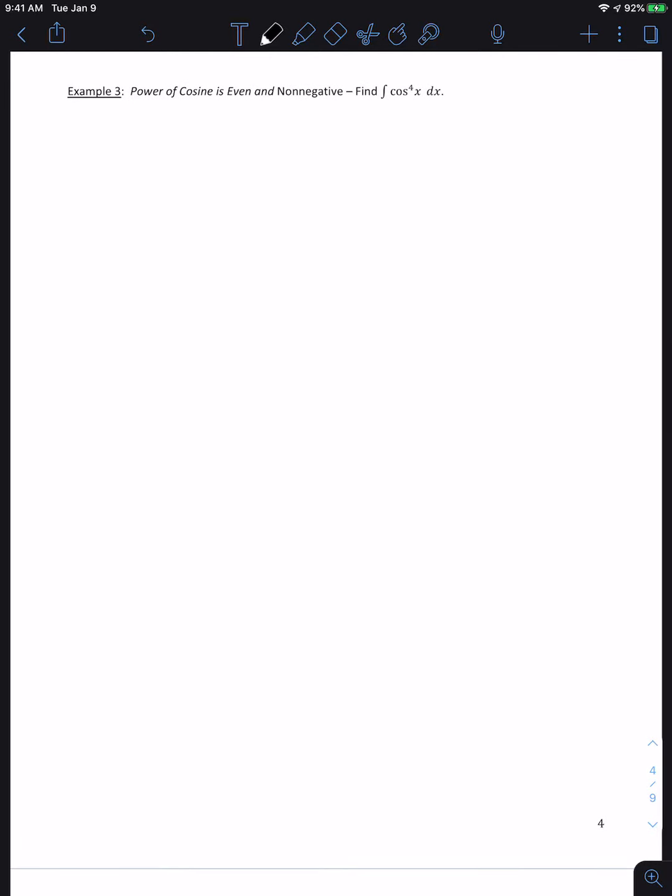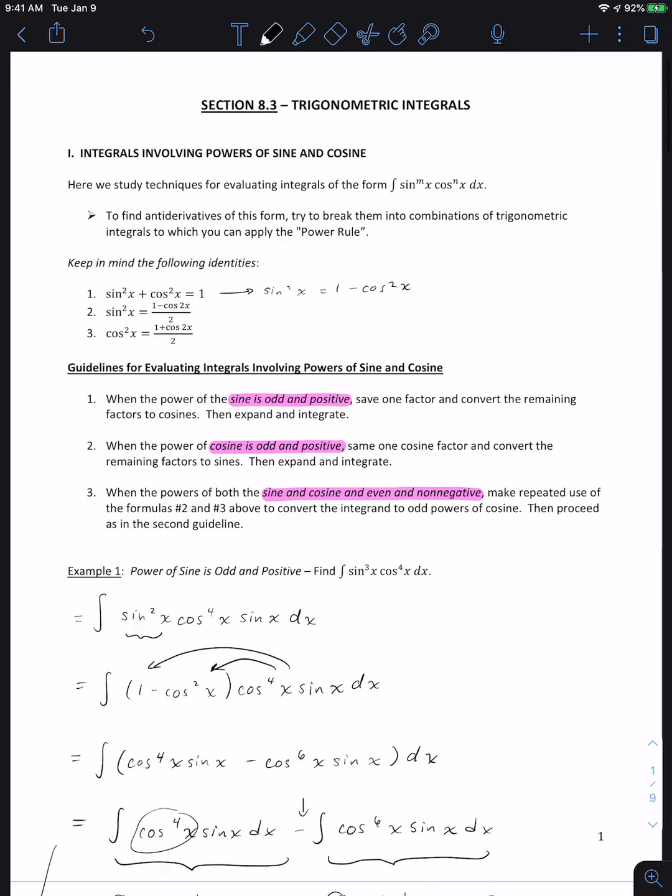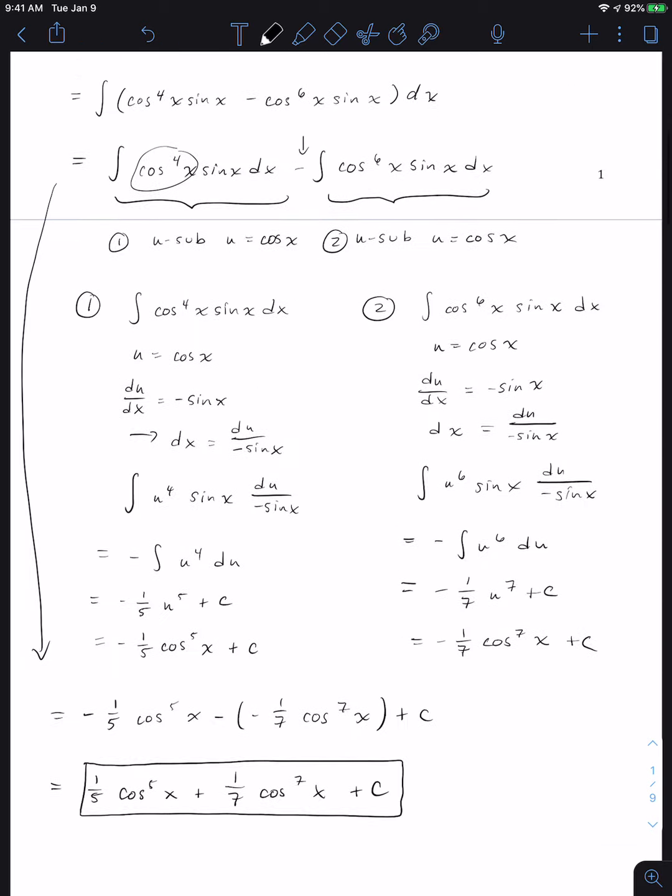So one more for this subsection. How about if the cosine is even and non-negative, and here there's no signs, right? So in this case, it would be like case number 3 here. And what does it say to do in case number 3? It says the cosine is even and there's no sign, so I use identity number 3: cosine squared x is equal to 1 plus cosine of 2x over 2.